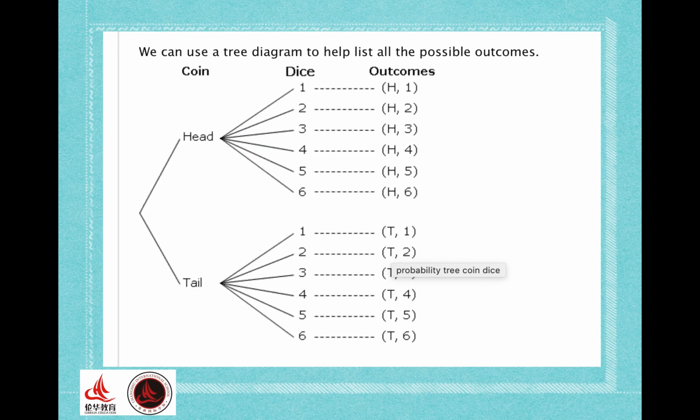We can also use a tree diagram to help list all the possible outcomes of a dice and a coin. We can have heads or tails, and we can have 1, 2, 3, 4, 5, 6 on the dice. Or we can have tails and 1, 2, 3, 4, 5, 6 on the dice. So these are the possible outcomes for the coin and the dice.